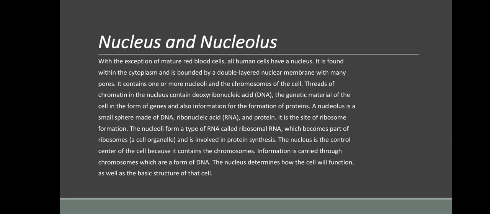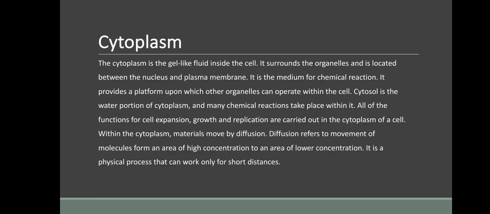The nucleus is the control center of the cell because it contains the chromosomes. Information is carried through chromosomes, which are a form of DNA. The nucleus determines how the cell will function as well as the basic structure of the cell. So the nucleus is the control center of the cell. It determines how the cell will function, and our genetic makeup is found in the DNA. So these small things have information of our genetic makeup.